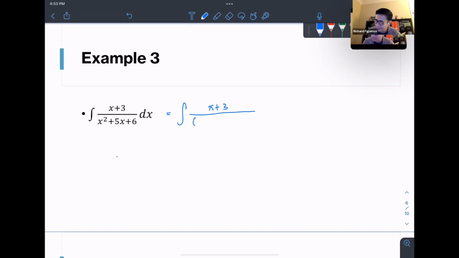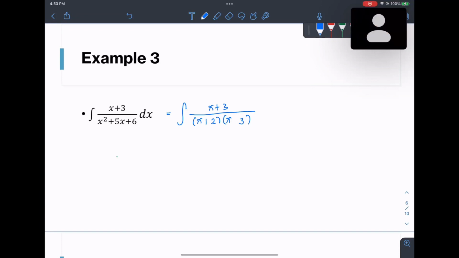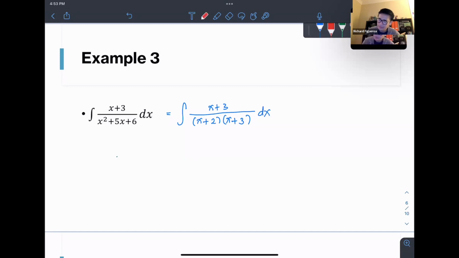So, what are the factors of x squared plus 5x plus 6? It's x and x, and 2, 3. 2 and 3. So it's plus and plus. So x times x is x squared. 2x plus 3x is 5x. 2 times 3 is 6, dx. Then x plus 3 and x plus 3 will be cancelled out. So leaving us to have 1 over x plus 2 dx.